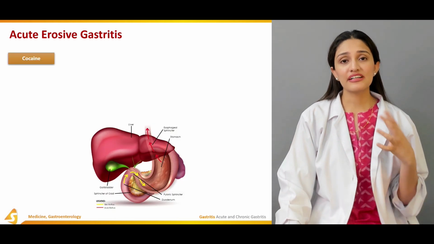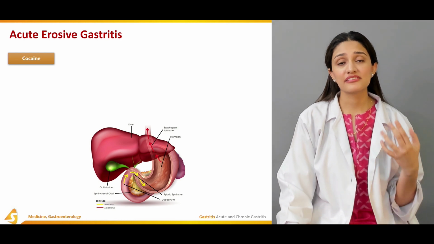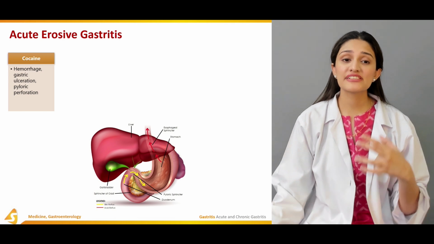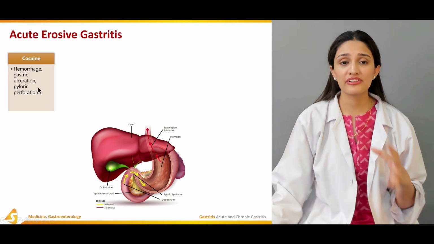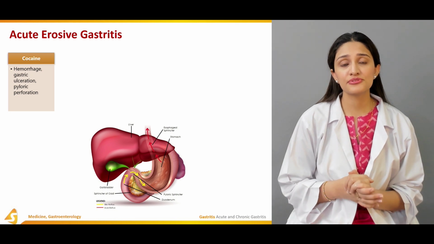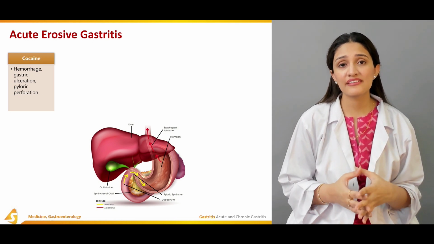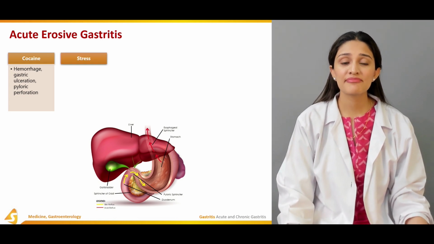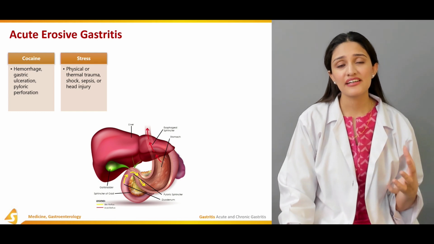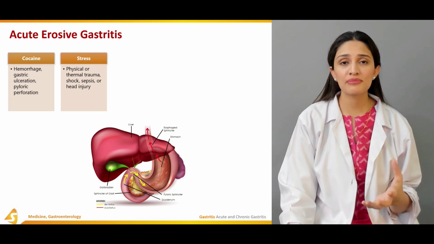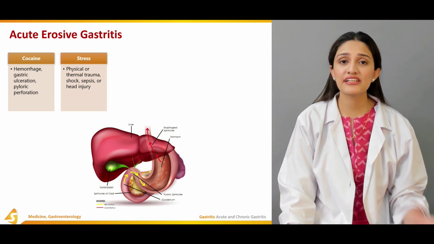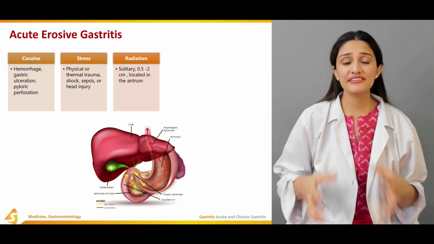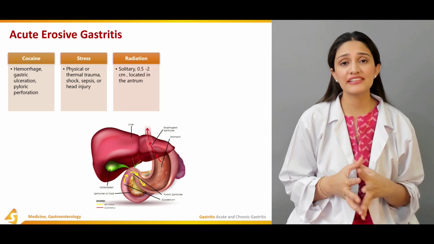So if we talk about other causative factors regarding acute erosive gastritis, it could be cocaine, which causes hemorrhage, gastric ulceration, and pyloric perforation. So individuals who misuse cocaine can also develop acute erosive gastritis. Other than that, there is stress-related gastritis, such as physical or thermal trauma, shock, sepsis, or head injury, which can also cause this reactive gastropathy. Other than that, there are different types of radiation, such as ionizing radiation.